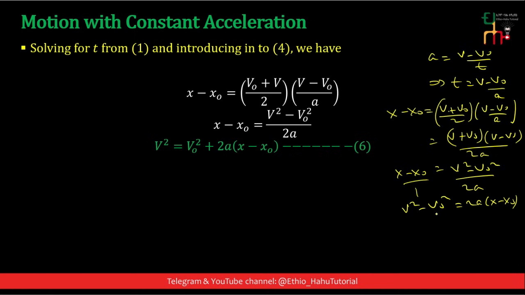If we bring minus v naught square to the right, v square is equal to v naught square plus 2a times (x minus x naught). This is our last equation. Therefore, equations 1 up to 6 are used to solve problems related to kinematics of particles. Having seen these equations of motion, let's do an example.